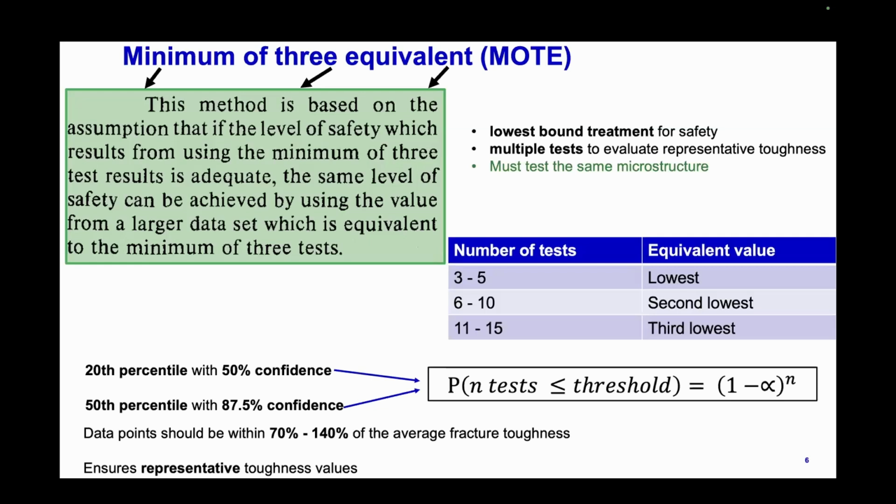And so in BS 7910, there's a table in this format. For 3 to 5 specimens, you take the lowest value; for 6 to 10, the second lowest; and for up to 15 specimens, you take the third lowest. But it also advises, for cleavage in ferritic steels, to use statistical approaches such as the log normal approach for your analysis.